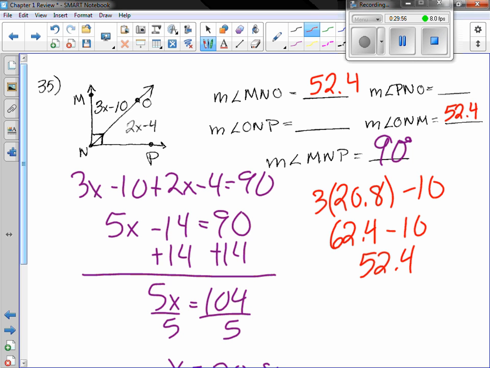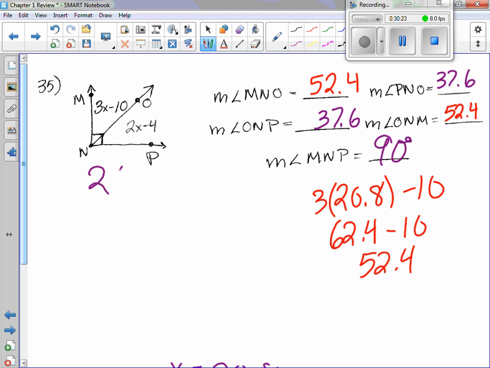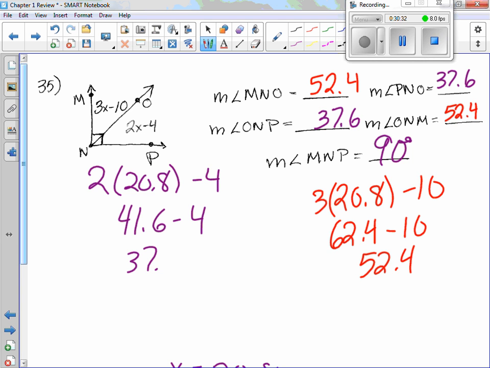Now, at this point, we can go on and plug 20.8 into the other equation. But what do we know about these two? They add up to be 90, so we can subtract it from 90. I believe the other one should be 37.6. 2 times 20.8 will be 41.6 minus 4 is 37.6. Yep. So we do get all of those there. Questions on these here? We good with these here? Yes?